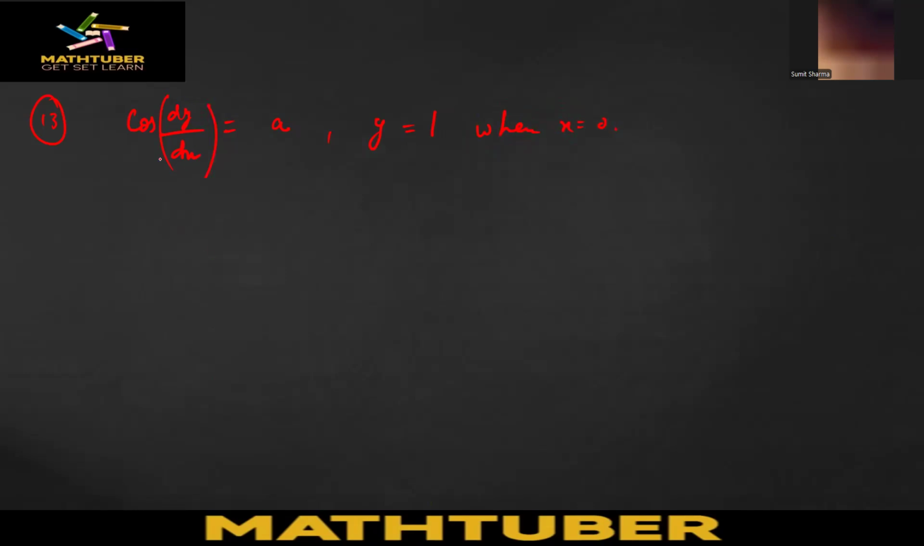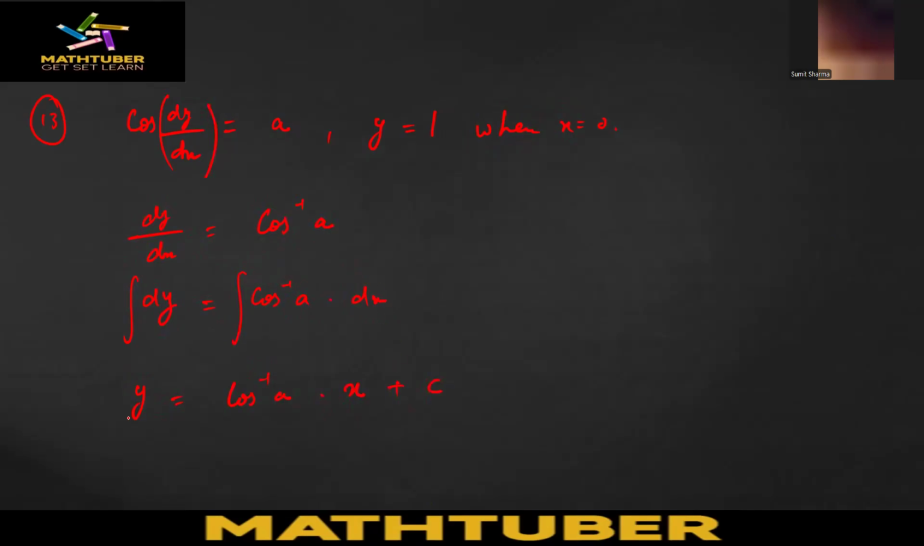Now we have to separate this dy by dx first. So we can take this cos to the other side. It will become cos inverse a. And we know that cos inverse a is a constant. So we just have to separate the dy and dx here. So we can take this dx to the other side and integrate both the side. You will get y. Cos inverse a will be as it is, and the integration of dx is x plus c.